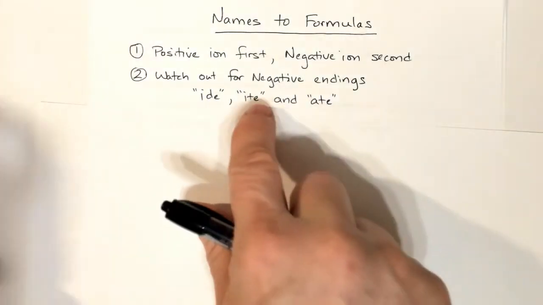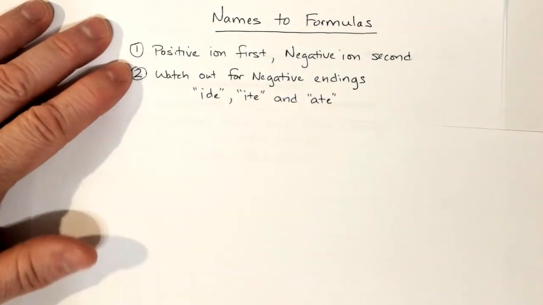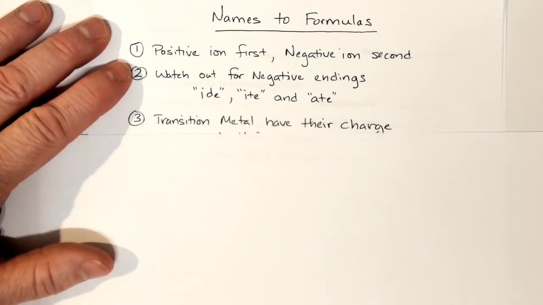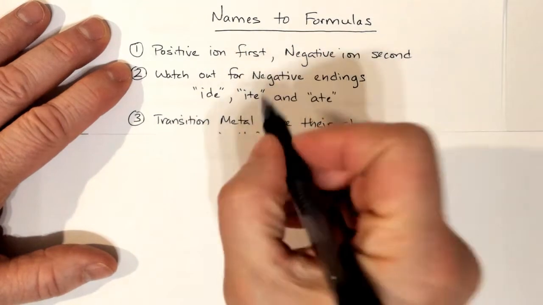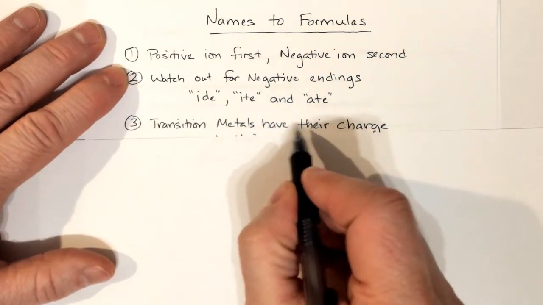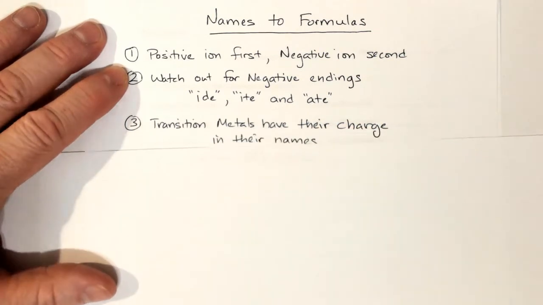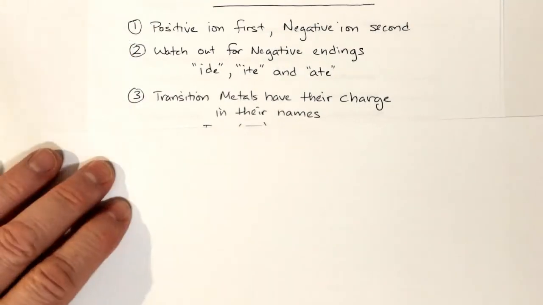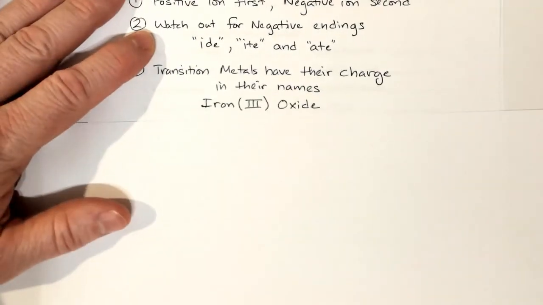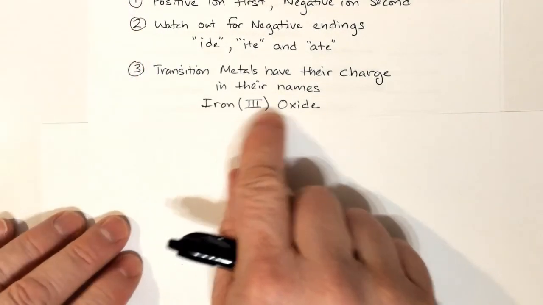And then after you watch out for that, the third thing is you're going to run across a couple that have Roman numerals in their name, and that's the transition metals. The transition metals have their charge in their name, okay? So transition metals have their charge in their names. What does that mean? So iron 3, it's a Roman numeral, oxide.